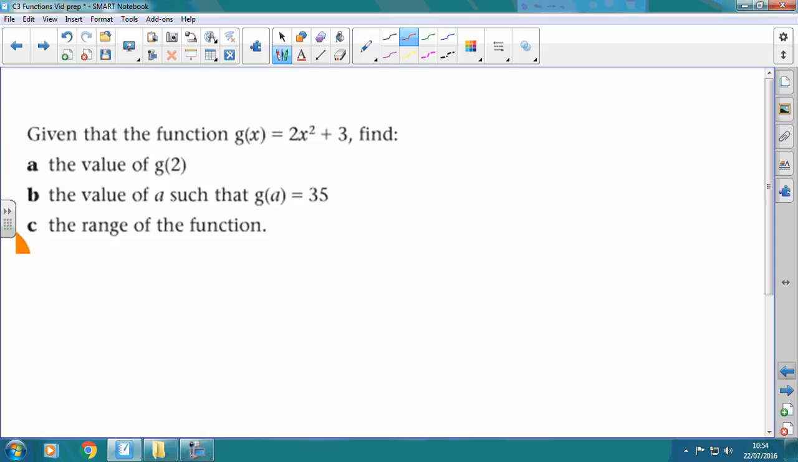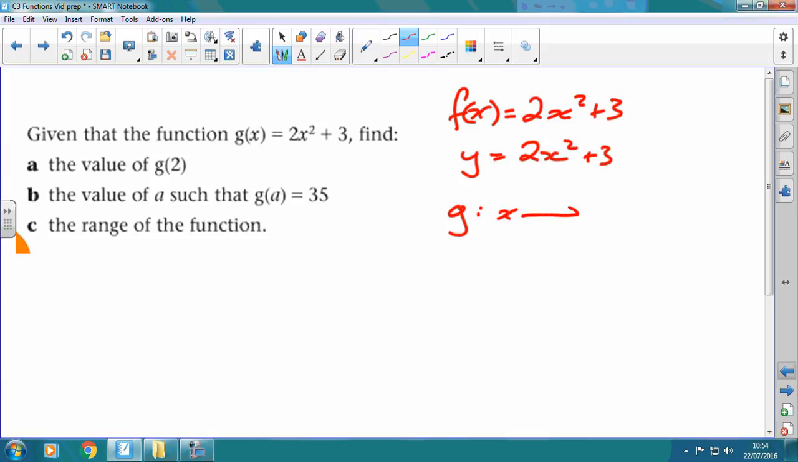We've got g of x. g of x is the same as f of x, it's just a different function. So if we had f of x equals 2x squared plus 3, that's the same as g of x, it's just a different function. Or you can write it as y equals 2x squared plus 3. They're all exactly the same thing. And sometimes it's written down as g: x maps to 2x plus 3, something along those lines.